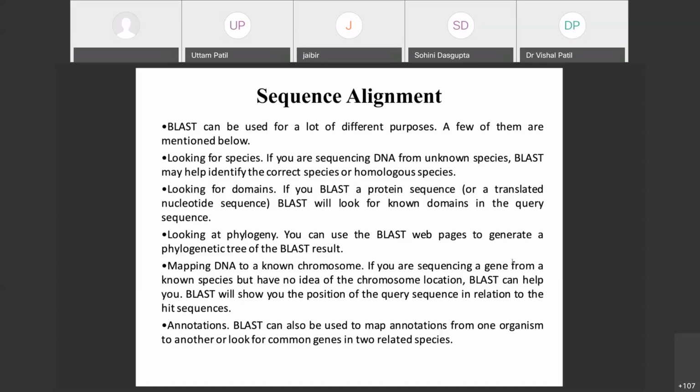BLAST can also be used to map annotation from one organism to another based on sequence similarity. If you have a gene in one organism whose functions you know, you can say that a similar gene in other organisms also has similar functions. You can map the annotation from one organism to another.